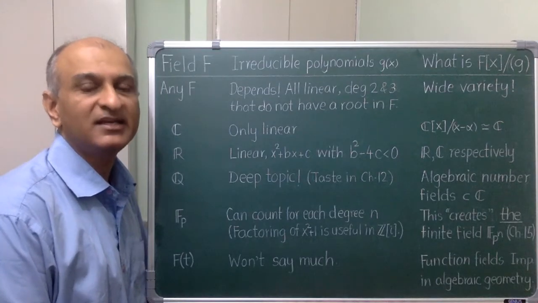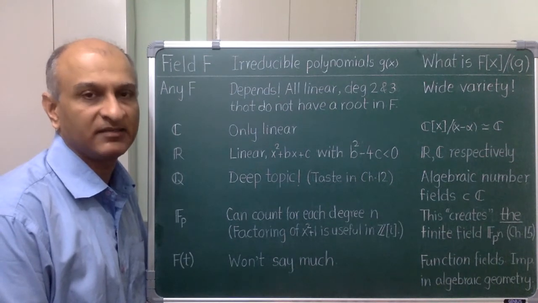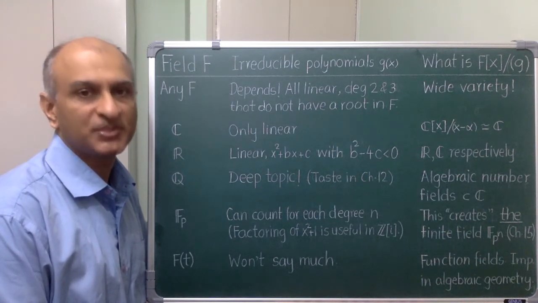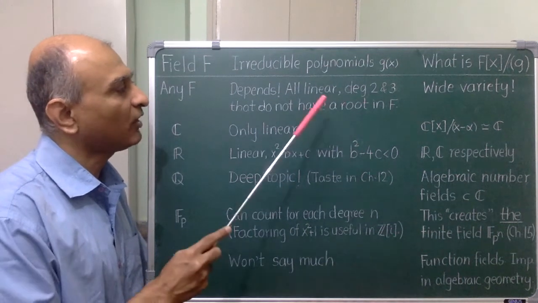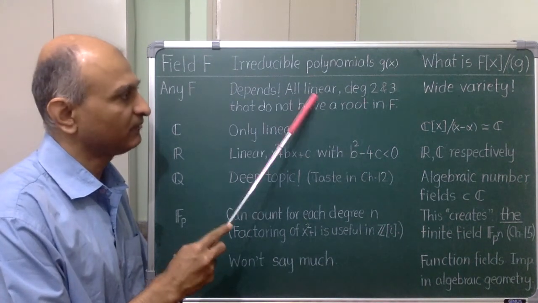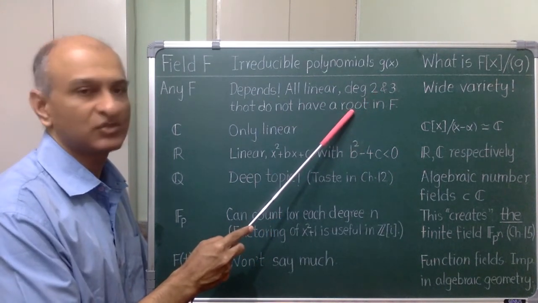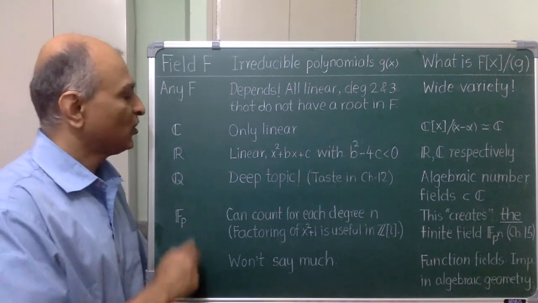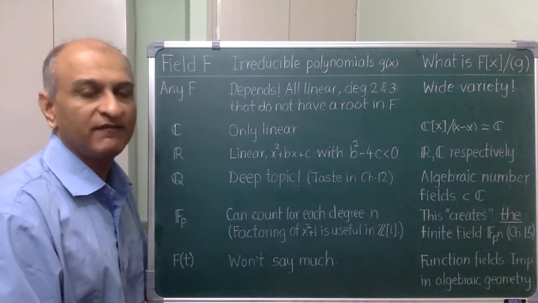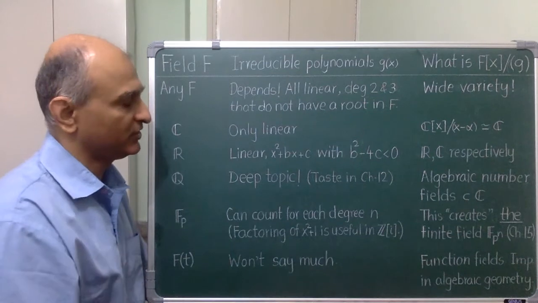We've hammered again and again that going modulo an irreducible polynomial in F[x] is great. So let's summarize what we know about such polynomials over various fields. Over a general field, I cannot really say much, but I do know that all linear polynomials are irreducible, and for degrees 2 and 3, it is enough to check that the polynomial does not have a root in F. For specific fields, I can say more. For complex numbers, I know that every polynomial factors completely. So only the linear polynomials are irreducible.